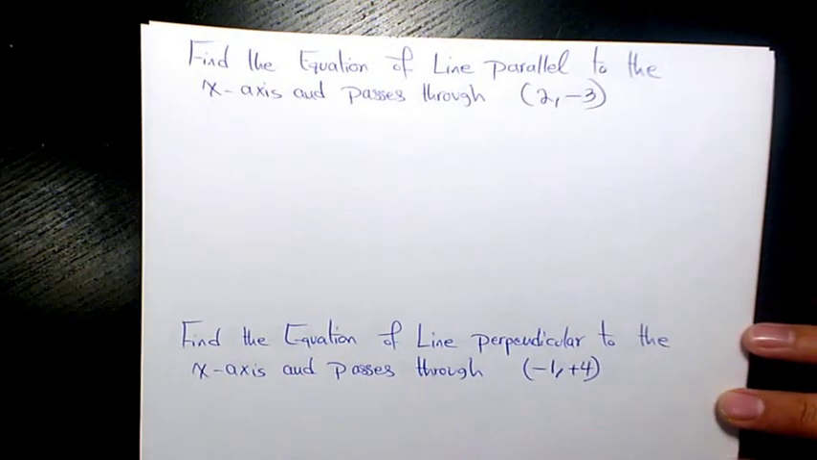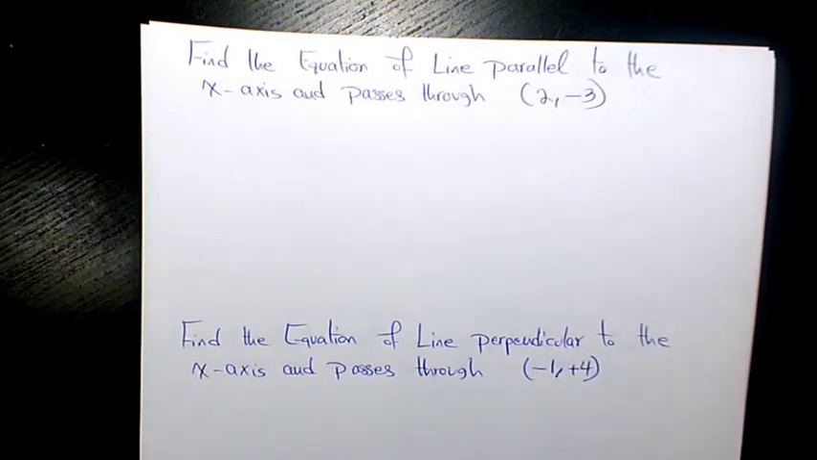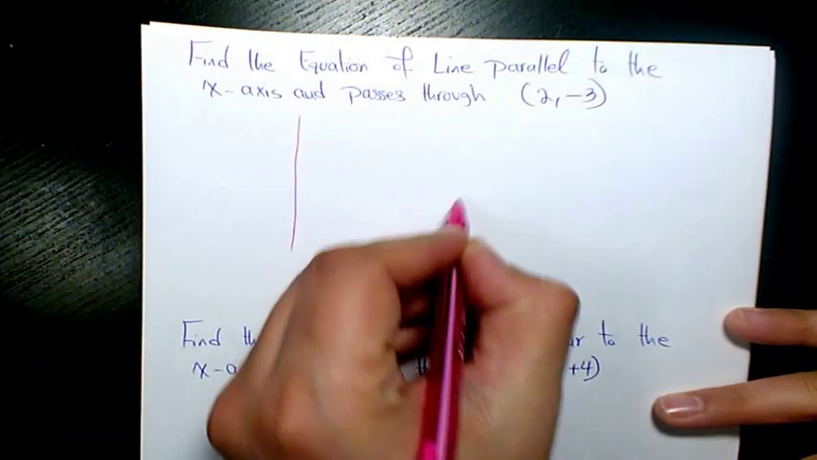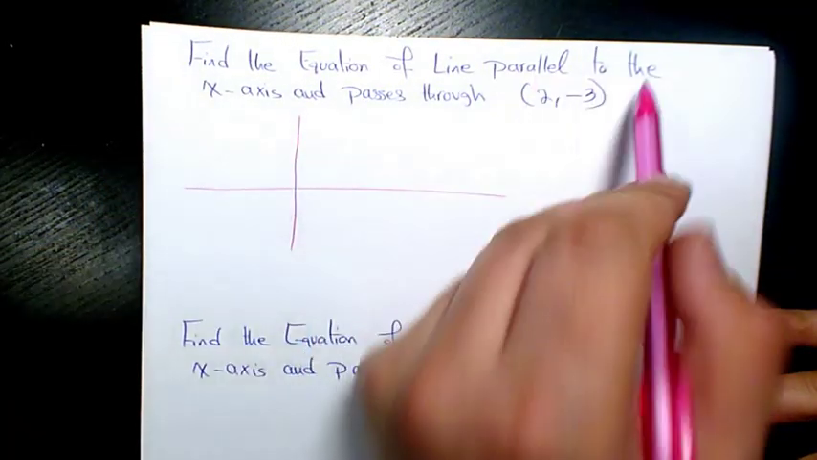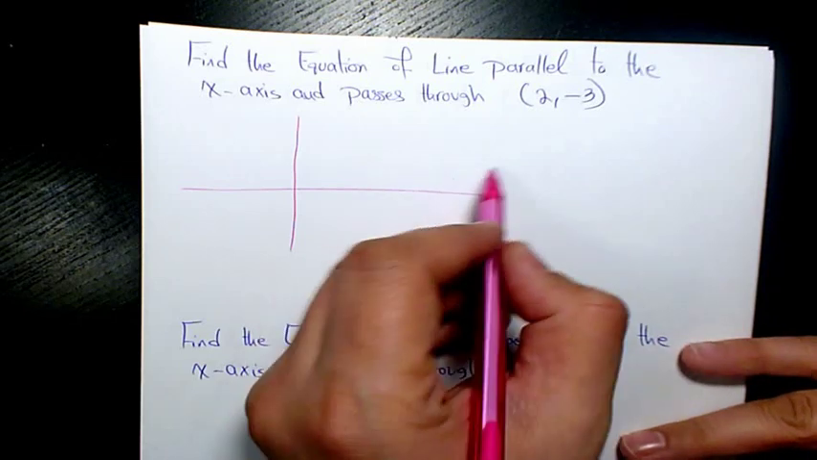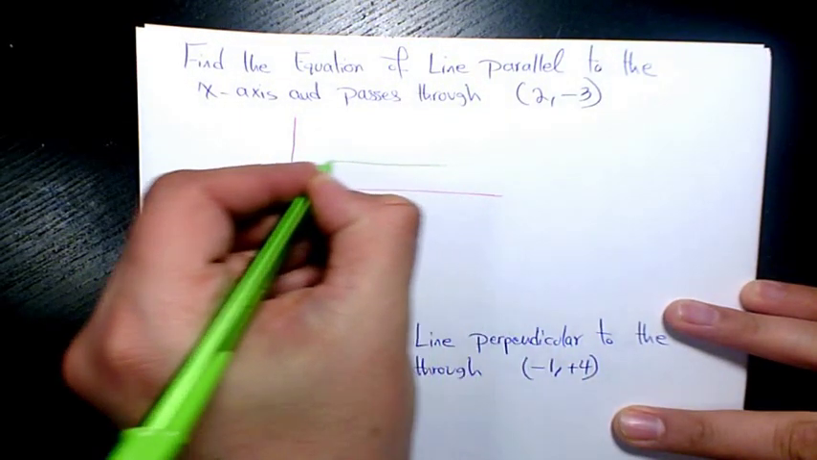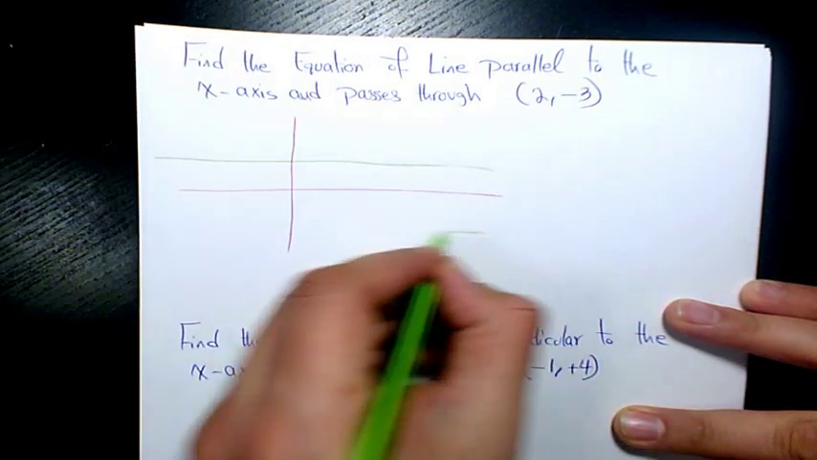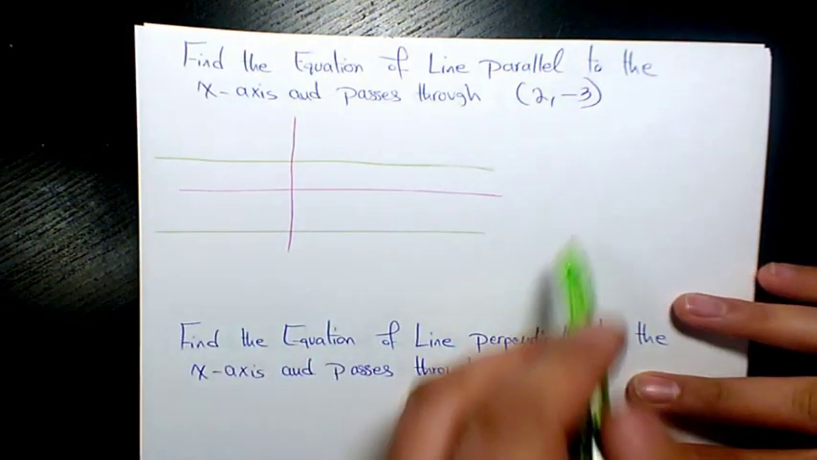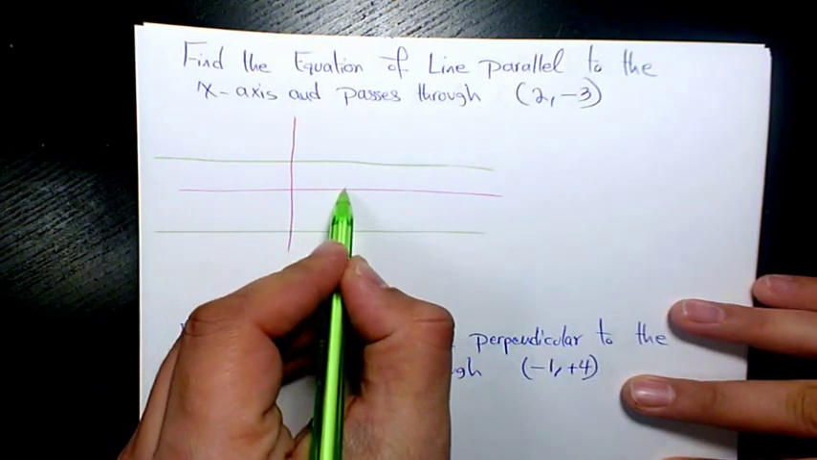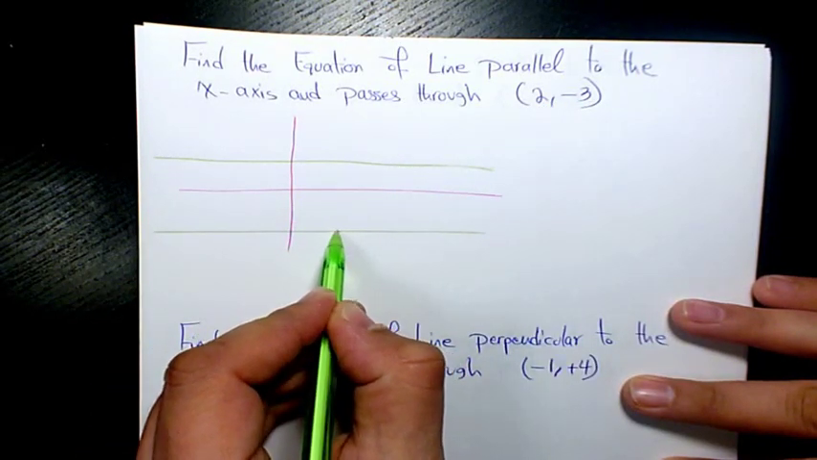This example says find the equation of the line parallel to the x-axis that passes through the point 2 and negative 3. When we are talking about a line parallel to the x-axis, it means that it has to be something like this or something like this. It says it's passing through the point 2 and negative 3. 2 and negative 3 is going to be somewhere like this.